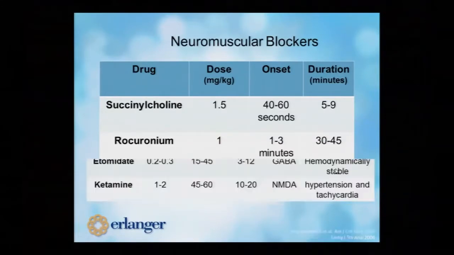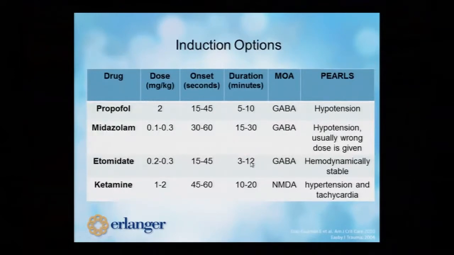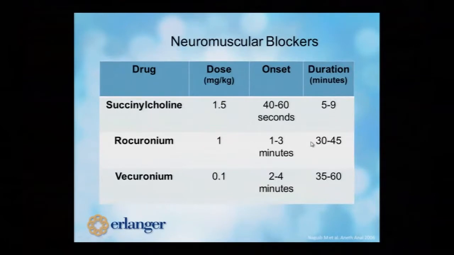And if we go back to our induction agents, remember etomidate and ketamine last 12 to 20 minutes. So if you're giving etomidate and rocuronium at the same time, your sedative is going to wear off a lot faster than your neuromuscular blocker, and your patient's going to be left with a good half an hour where they're paralyzed but don't have a sedative agent on board.